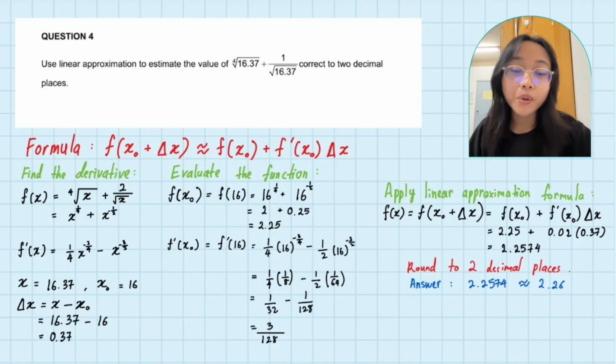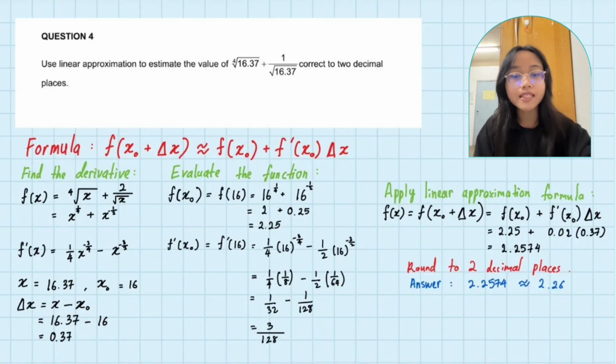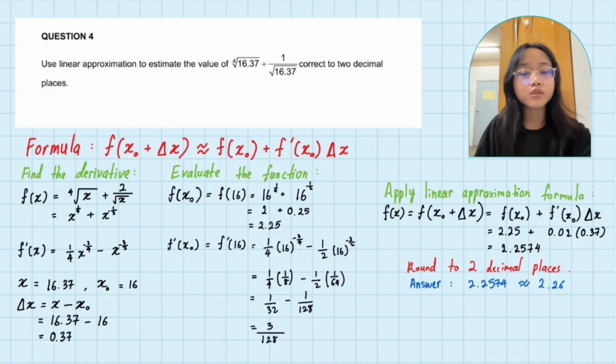And lastly, we are going to apply the linear approximation formula, which is f(x plus delta x) approximately equal to f(x) plus f prime x multiplied by delta x, and the answer is 2.2574. And we are going to round it to 2 decimal places, so the final answer is 2.2574, which is equivalent to 2.26 in 2 decimal places.